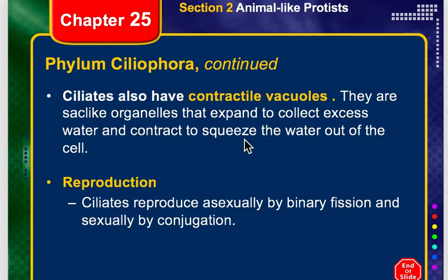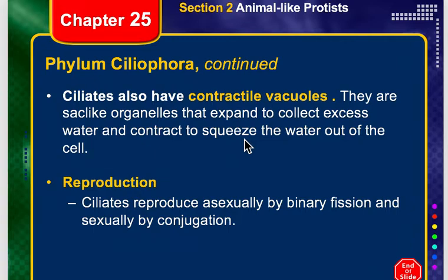Now, why would they reproduce both ways? This happens typically because when conditions are favorable for a paramecium, that means that they're in water, there is a good food supply, and there's not a lot of predators. These are good conditions for a paramecium. They're going to reproduce asexually. They're just going to continue to reproduce. They're going to split in half by binary fission. All the offspring are going to be identical to the parent.